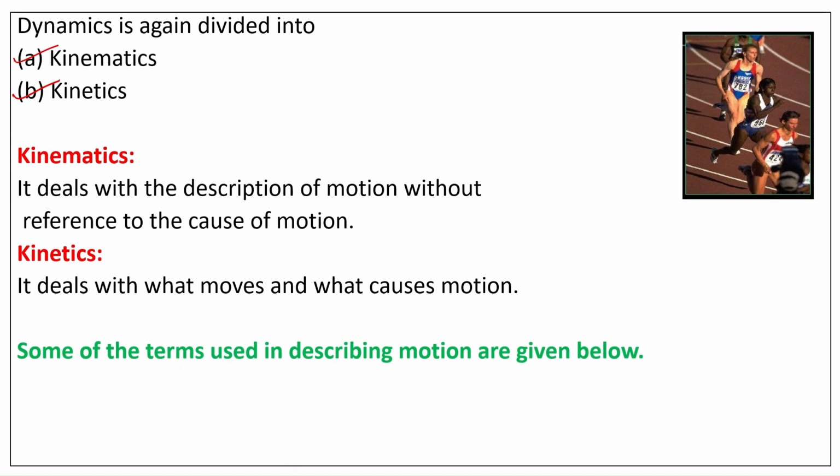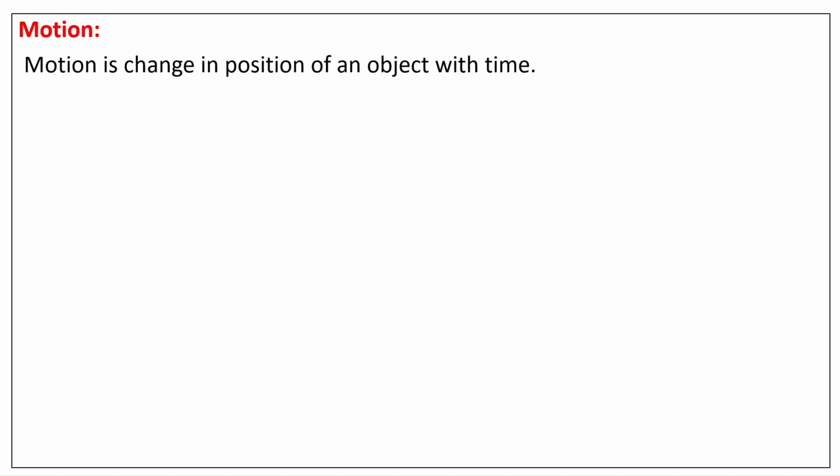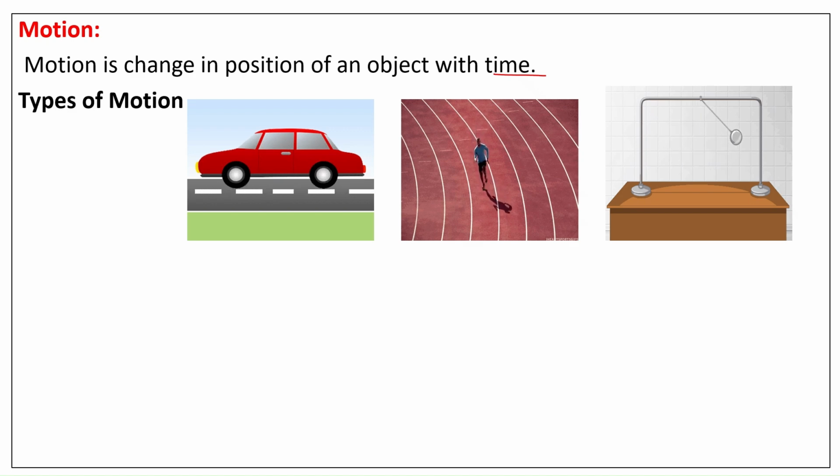Some of the terms used in describing motion are given below. Particle. A particle is ideally just a piece or quantity of matter, having no linear dimensions but only position and mass. Motion. Motion is change in position of an object with time. A car moving on a road, a runner doing laps, and the to and fro movement of swings are all examples of motion. Yet all these movements are of different types.